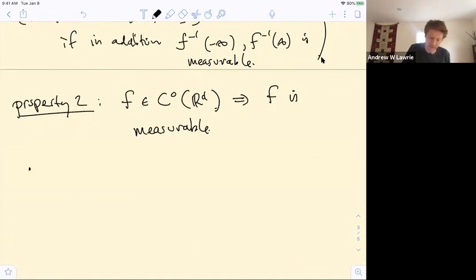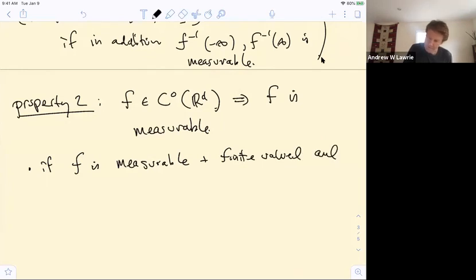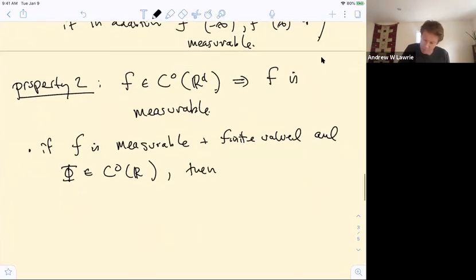If in addition f is measurable and finite valued, and say phi is continuous, sorry, phi is a function of real numbers, then phi composed with f is measurable.